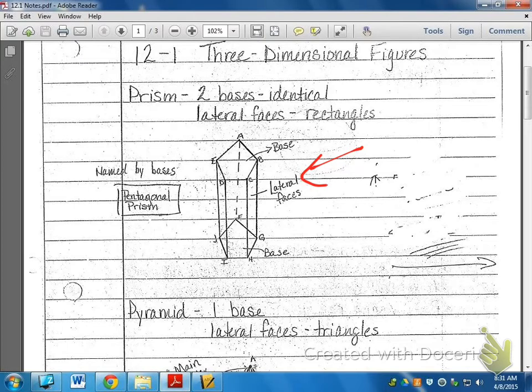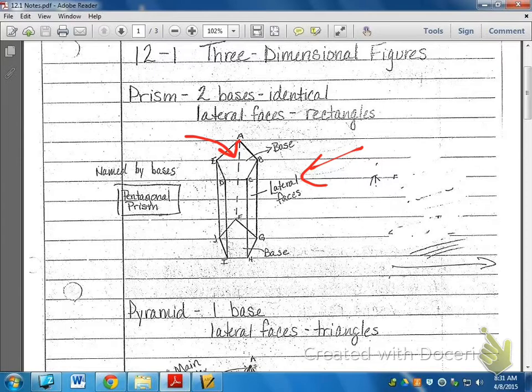So the sides are called lateral faces, and those are always rectangles. The prisms always have two bases that can be any shape. They can be a triangle, they can be some kind of quadrilateral, a square, rectangle, whatever. This one happens to be a pentagon. So since the bases are pentagons, it is called a pentagonal prism. They are named by their bases.